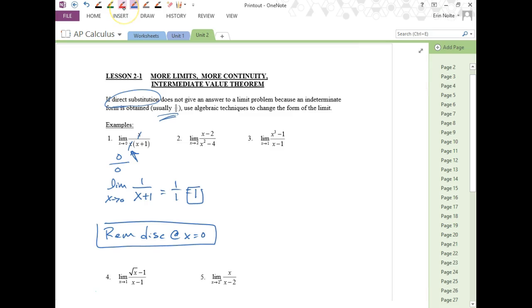1 over 1 is 1. How did I get 1 over 1? I got 1 over x plus 1. I just plugged 0 into this.